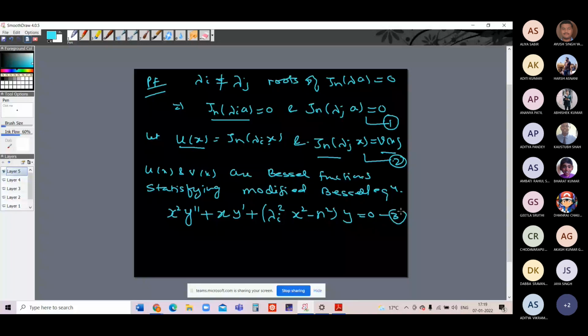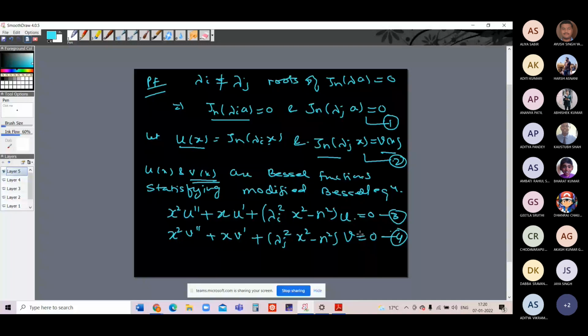And another equation which is satisfied by v. Here we can also write u in place of y: x square u double dash plus x u dash plus lambda I square x square minus n square u is 0. And the equation which is satisfied by the function v(x) will be x square y double dash plus x y dash plus lambda j square x square minus n square v is 0. Say that it is equation number 4.